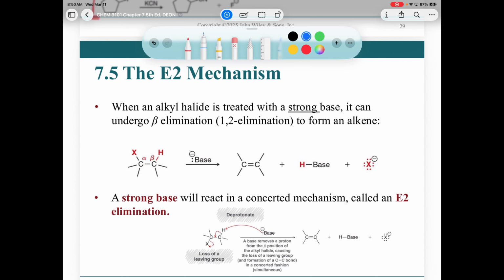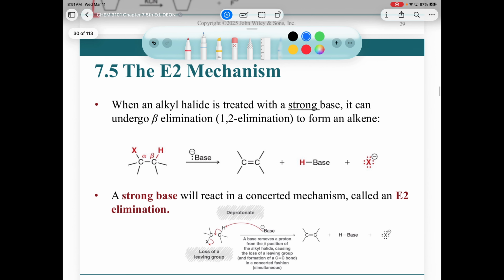When it comes to the E2 mechanism, we're going to look at alpha carbons a lot, and a lot of beta carbons. Remember, the beta carbon is the next door neighbor of an alpha carbon. You guys know what a strong base is. If you have hydroxide, is that a strong base? Oh yeah, big time. Another strong base we're going to see a lot will be those alkoxides, where it's OR minus, where the R could be a methyl group. That would make methoxide. If it's an ethyl, it would be ethoxide. If it's an isopropyl, it would be isopropoxide, etc., etc.